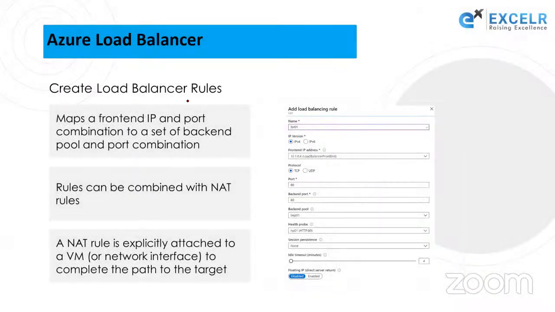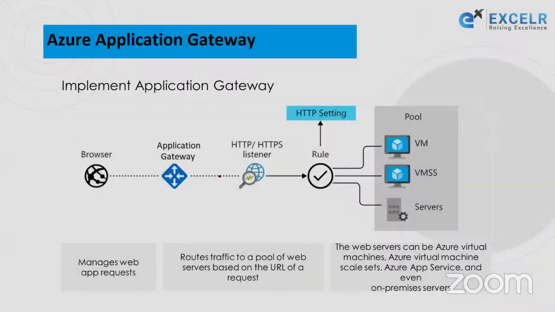And then the load balancing rule. This is what we have already set up. It maps your front-end IP address and a port of your load balancer with the port of your backend pool, and it will map it. You can also have a NAT rule. A NAT rule is going to give you connectivity to your private machine from the internet, and based upon that NAT rule, it is going to route the traffic to that particular machine.